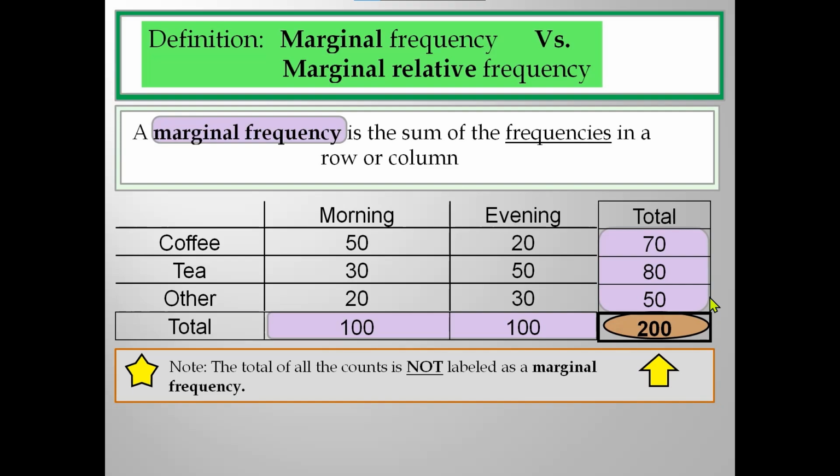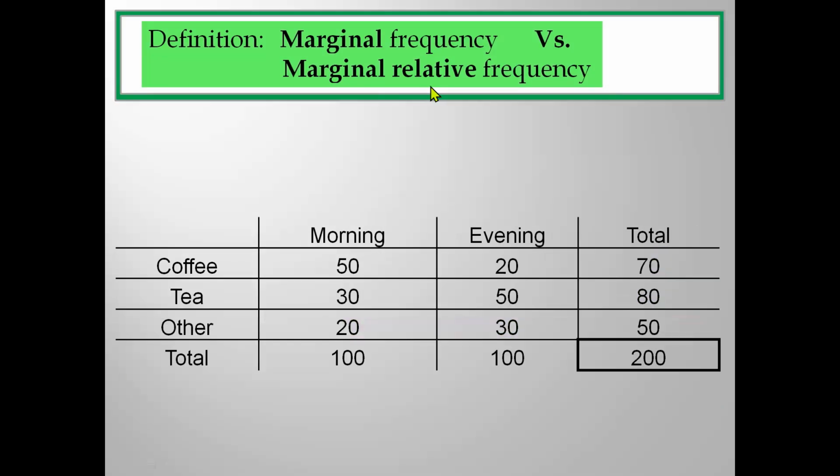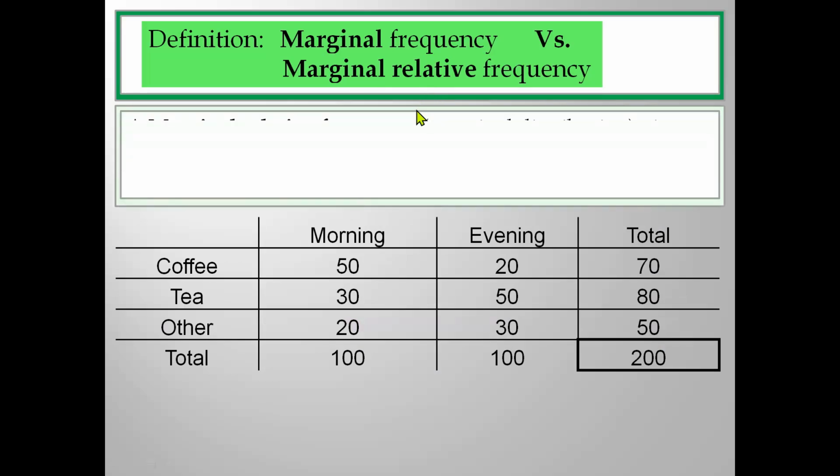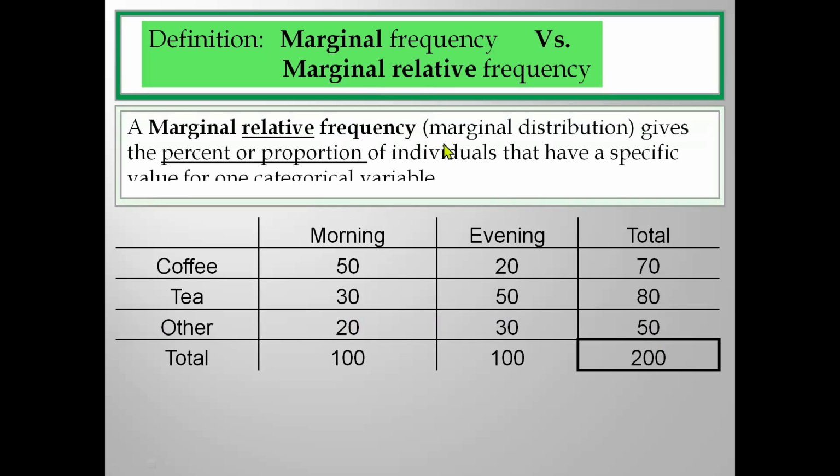Now I want to look into marginal relative frequency. Marginal relative frequency, sometimes called marginal distribution, gives a percent or proportion of the individuals that have specific values of one categorical variable.